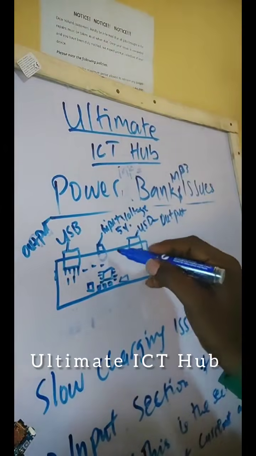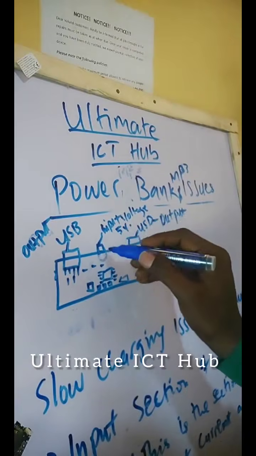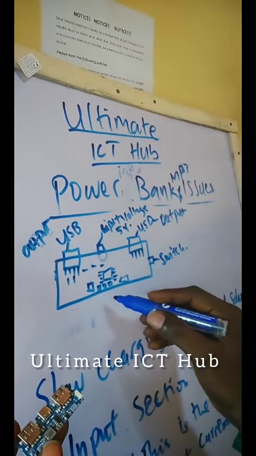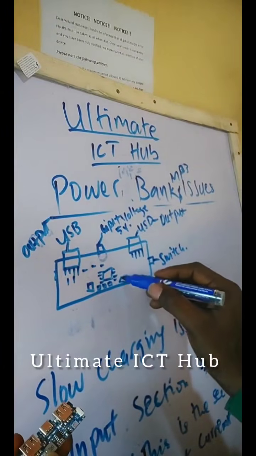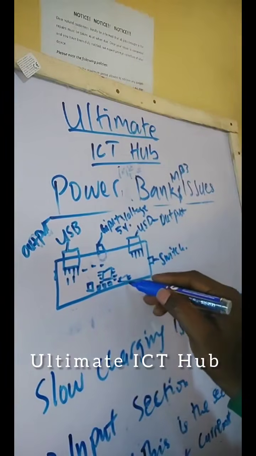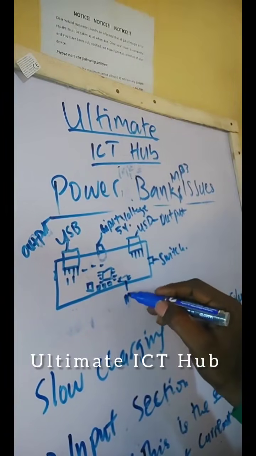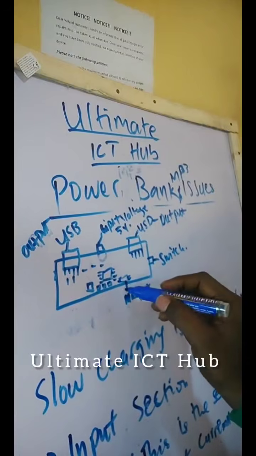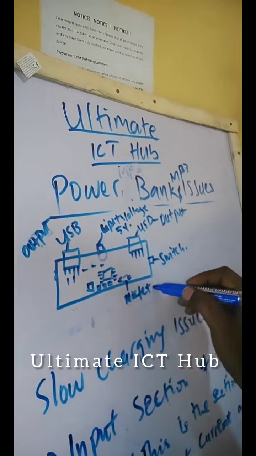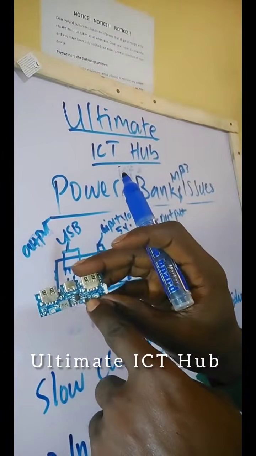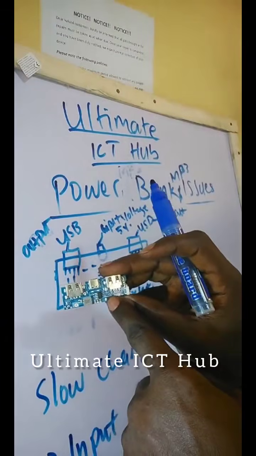So this is the input, like I've said. Then we have the MOSFET here. This MOSFET controls the output. Look at this. This very MOSFET controls the output.